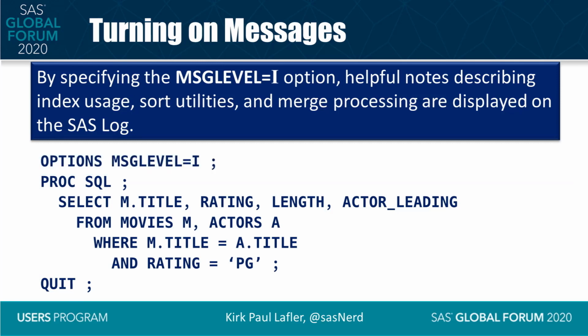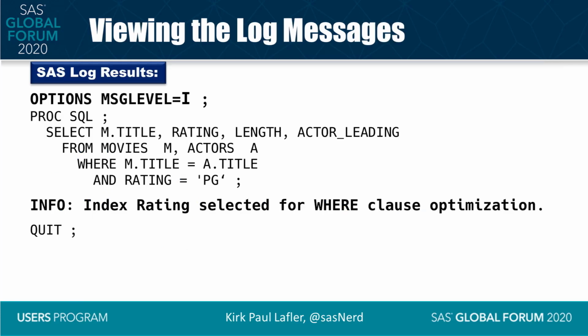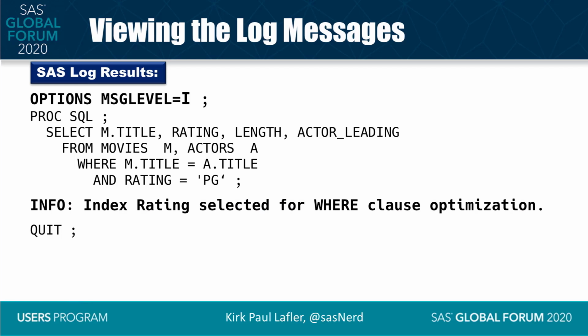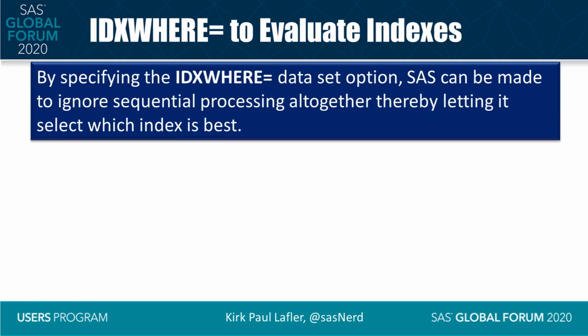And we see by specifying options message level equal I that we have an info message appearing on the SAS log that says index rating selected for where clause optimization. What this means is, in lieu of sequential processing, we're going to dynamically access the contents of the data based upon the index key. How can we further test this to evaluate the index?